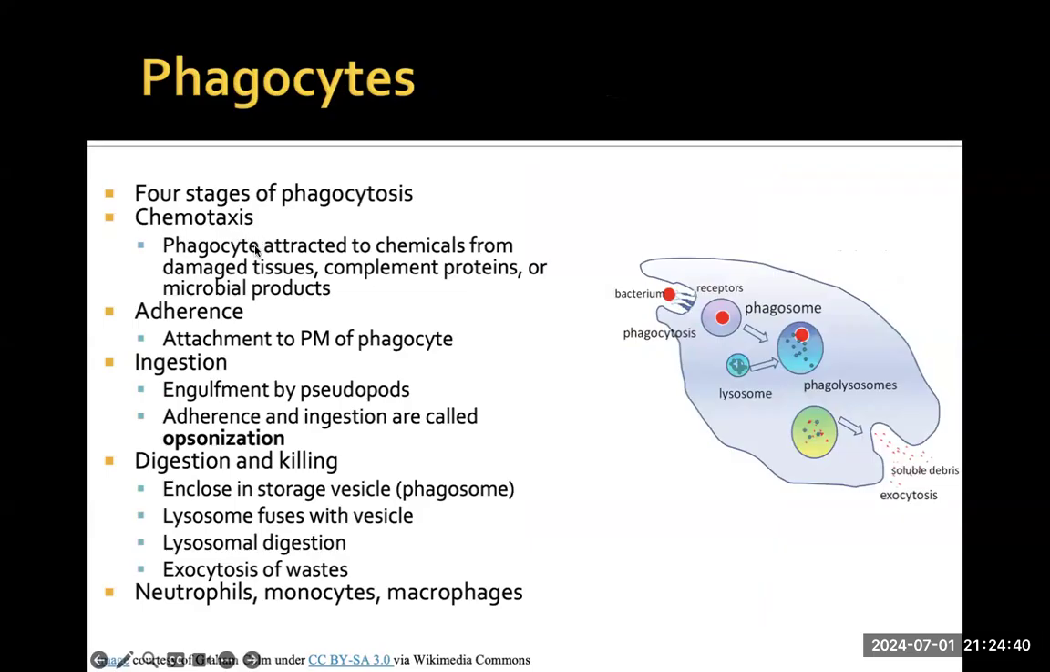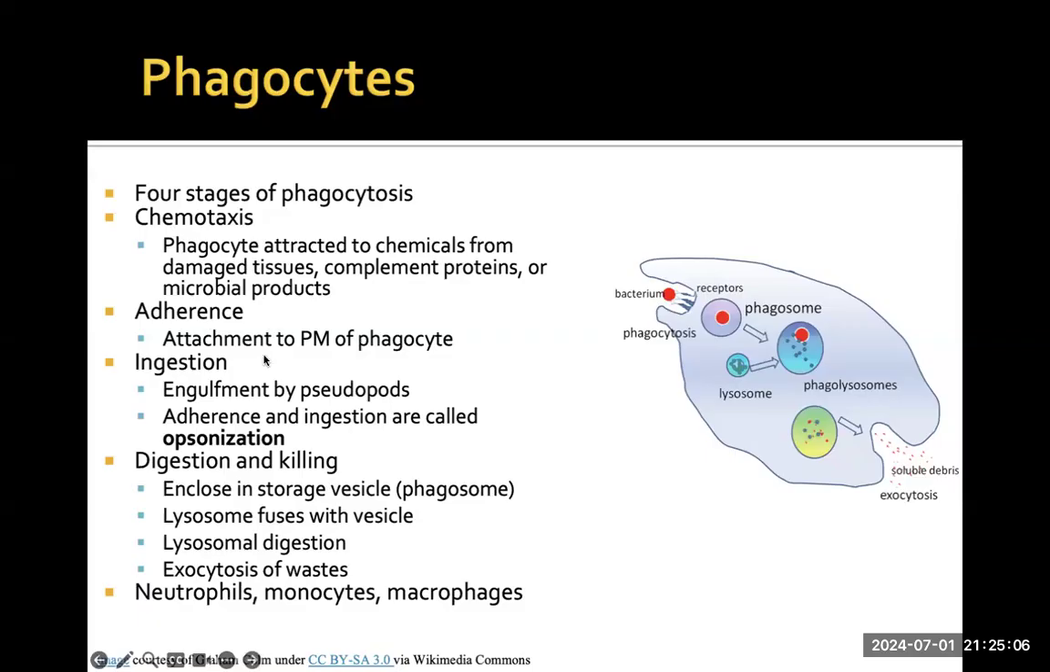This is literally a chemical signal that phagocytes are going to be attracted to that are given off by damaged tissue, complement proteins, or microbial products. So basically, it's letting the phagocyte know, like, this thing over here, it's foreign and you should come get it. And again, that's due to the chemical that's released by a process called chemotaxis. The second part is adherence.